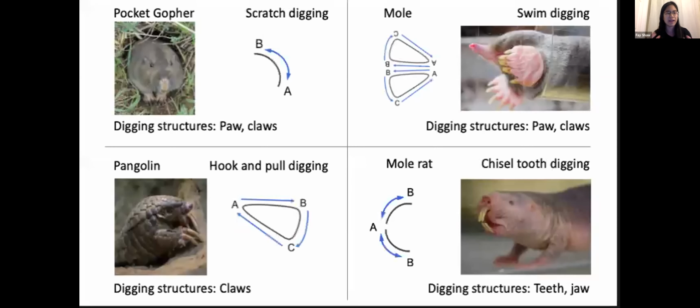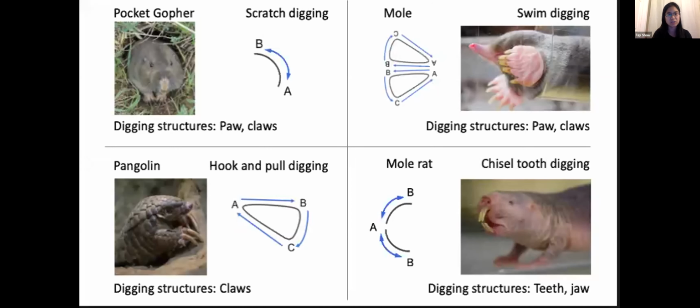We chose these 4 animals for their digging properties. A pocket gopher does scratch digging, much like a cat or a dog, and you see the big paws and claws. The mole does a swimming kind of digging. That path, the figure under the mole, is a pathway for how the paws move.